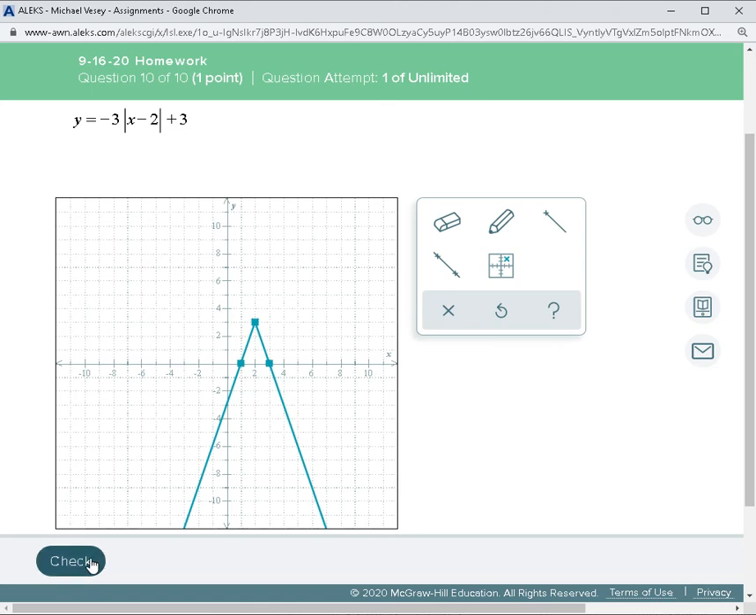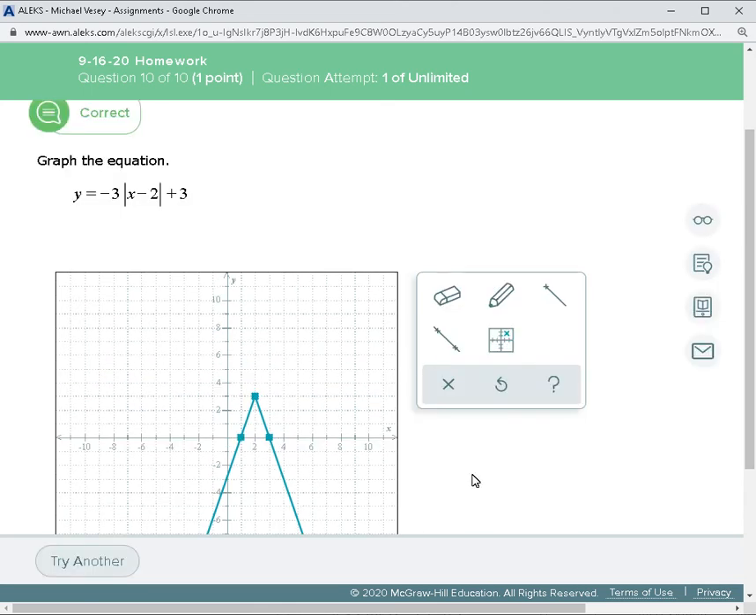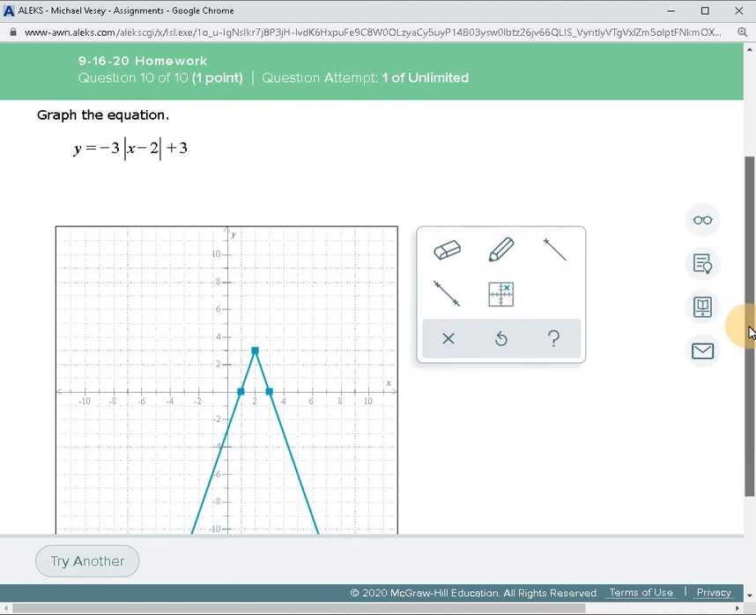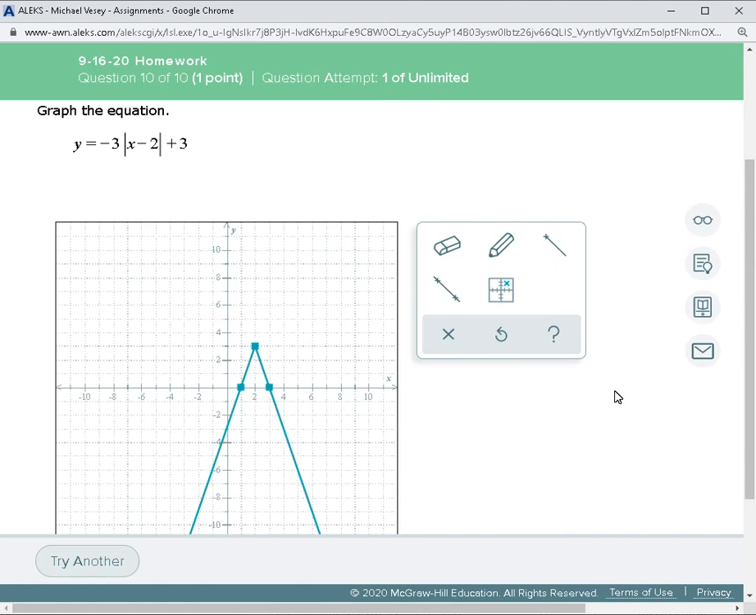And so I'm going to press check just to prove that this is actually the answer. And it is correct. All right, and so there you go. That's how you can do these problems in ALEKS.